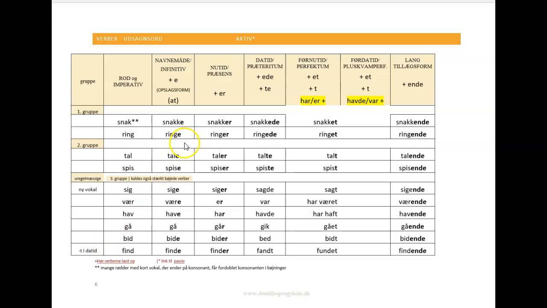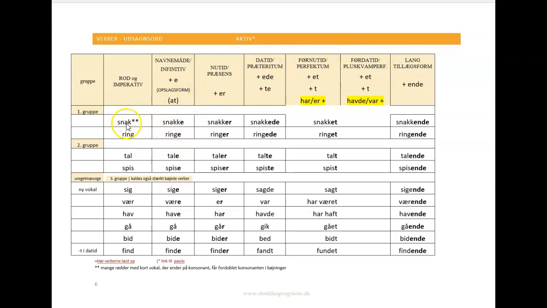Looking at the verbs in a table like this, it makes sense to start from the infinitive form, which is in Danish navnemåde, because this is the form that you will find in the dictionary. But it also makes sense to start with the root form, which is also the imperative form, the order form, because this is the shortest form of the verbs, and this is the one that in my system here, this form plus whatever is up here makes the form you have here.